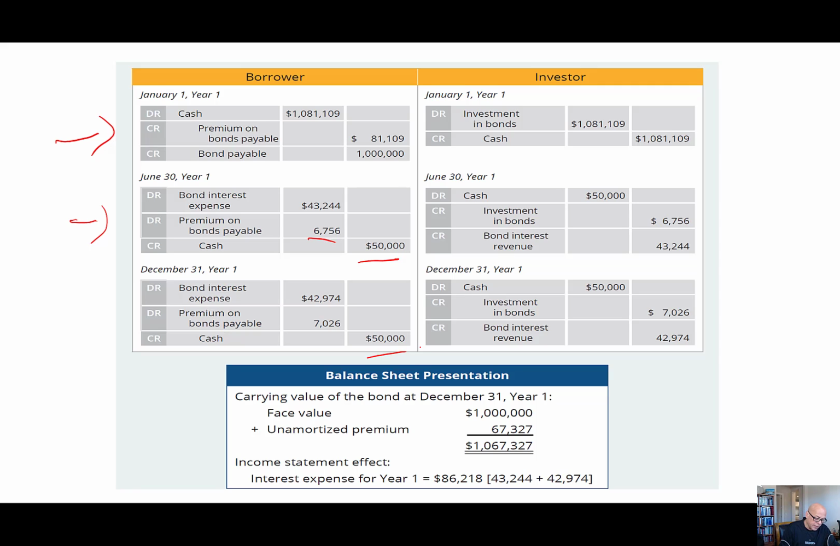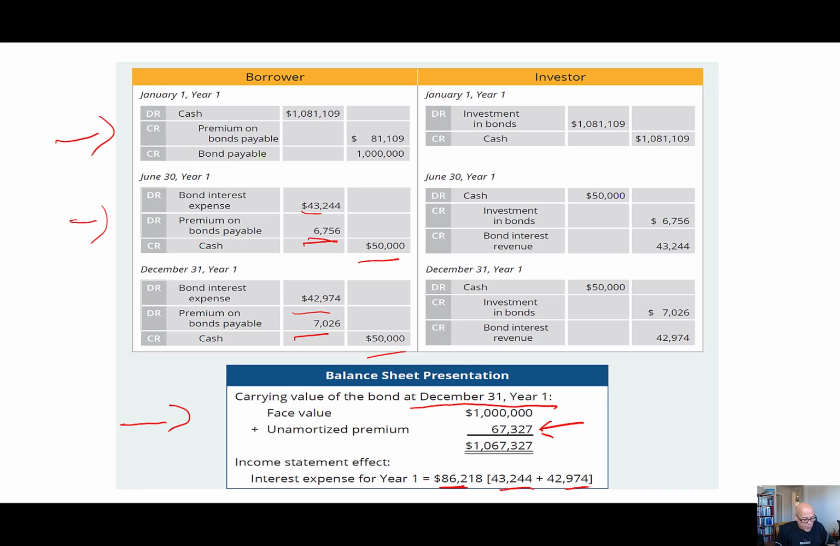Okay, and then after you've amortized the premium, say at the end of the first year, and notice, guys, they just went ahead and calculated the interest expense here by taking the two interest expense entries and adding them together for the full year. Then they took off of the $1,081,109 the premium amortization for June 30th and December 30th. That gave me the new carrying amount of the premium and thus the new carrying amount of the bond.